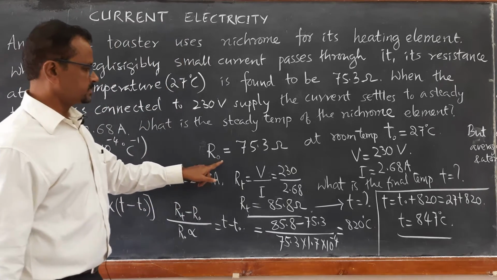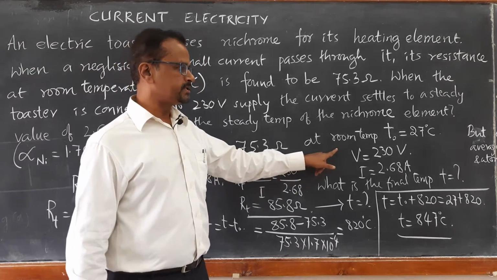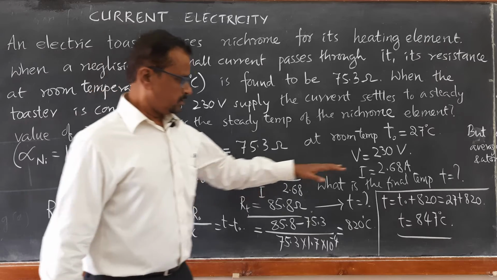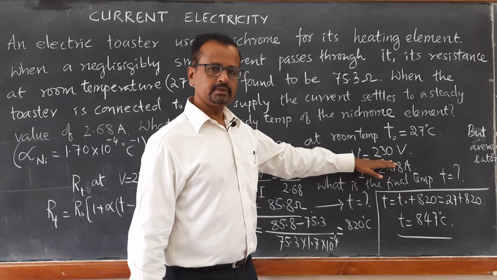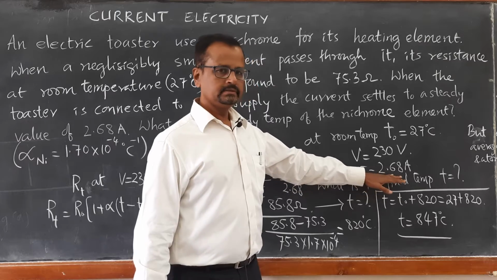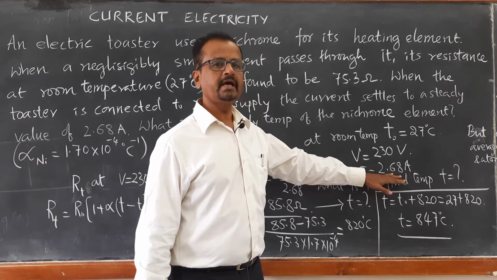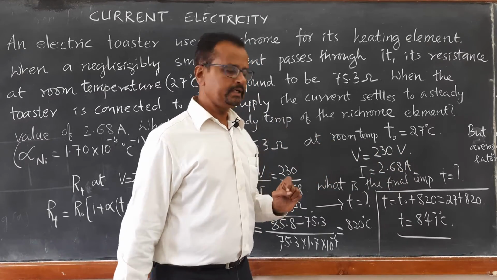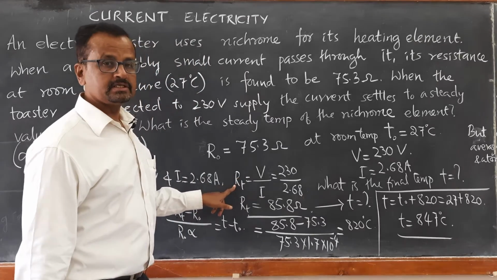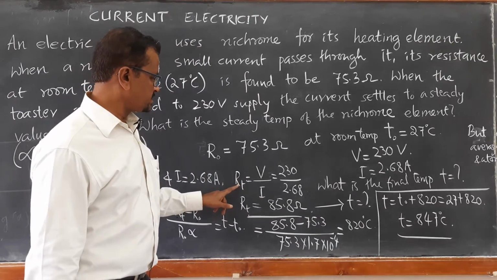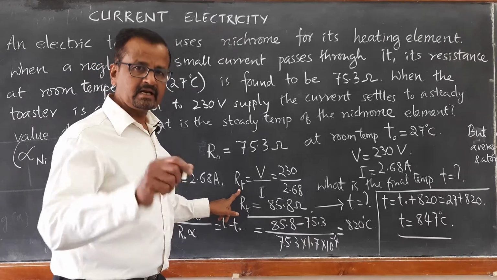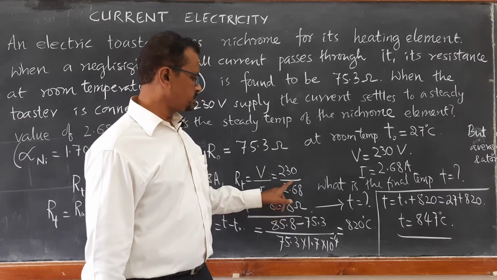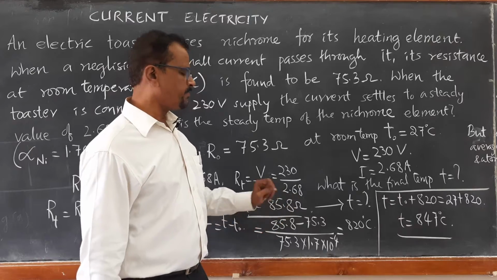So, first I have written the initial value of resistance at room temperature 27 degrees Celsius is 75.3 ohm. Supply voltage 230 volt. Steady state current 2.68 amperes. So, from this V and I, using Ohm's law, one can calculate the resistance at that steady current. Final resistance, RT equal to V by I, 230 by 2.68. 230 by 2.68 gives us 85.8 ohm.